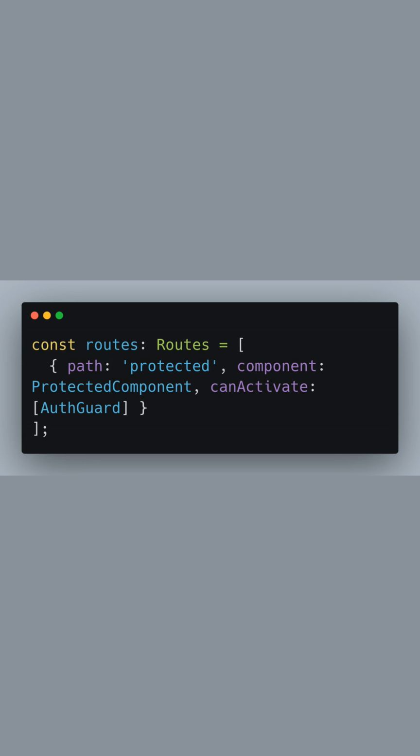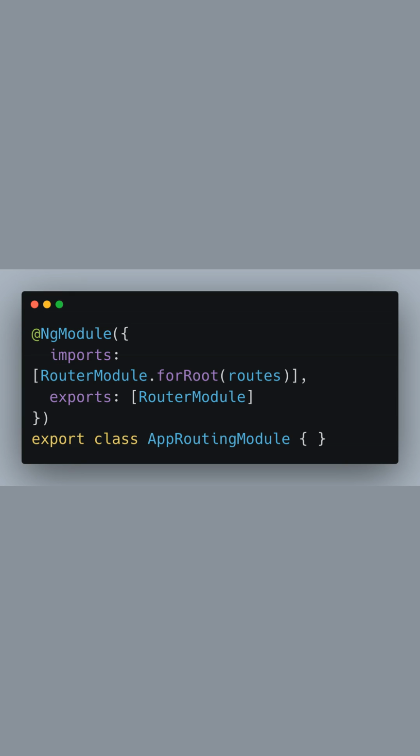For the protected path, we associate the protected component. Importantly, we specify the AuthGuard in the canActivate property. This tells Angular that before navigating to this route, the AuthGuard must be consulted to confirm if the navigation should proceed. To finalize our app routing module, we use the @NgModule decorator.